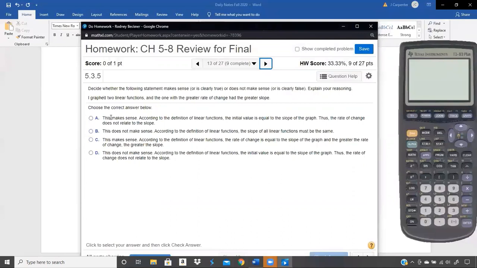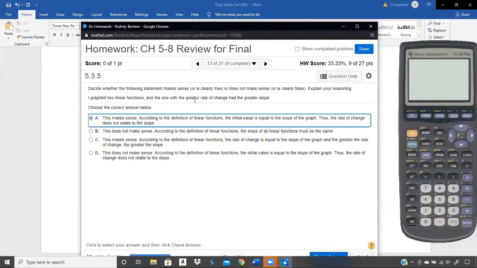Well, this says makes sense, so true, but this says the one with the greater rate of change had the greater slope. These seem to be contradictory ideas, that the rate of change does not relate to the slope, but this says the one with the greater rate of change has the greater slope. This says they relate, this says they don't, but it says true. So it's definitely not. This does not make sense.